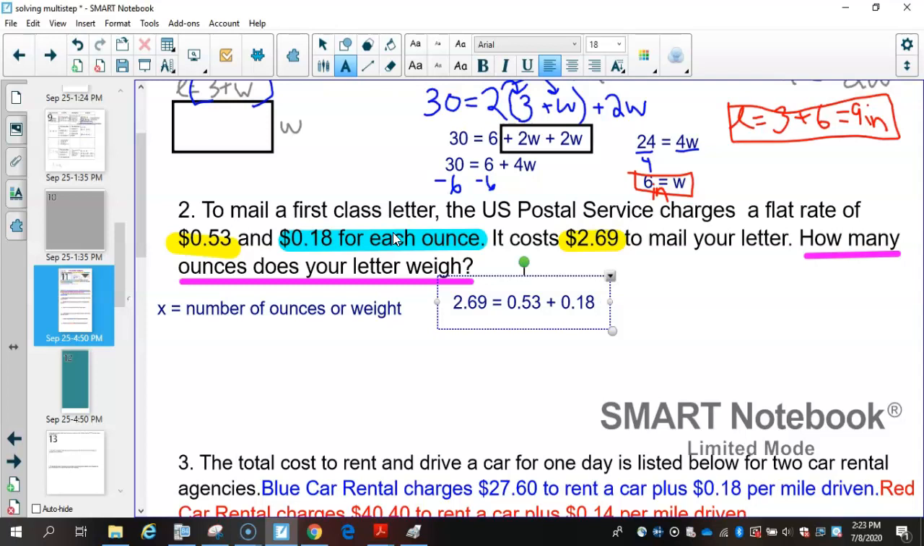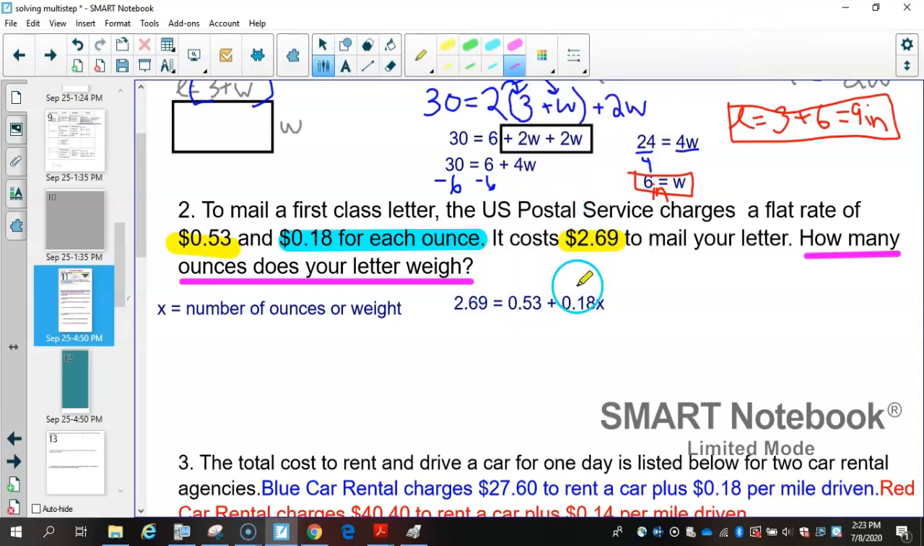Now, somewhere in here, we need our variable. Number of ounces for weight. Where do you think this variable goes? Remember in the problem I highlighted for each ounce? We don't know how many ounces the letter weighs, so that X is going to go with 18. Alright, now we have an equation. Now we can solve this equation for X. What would be the first step?